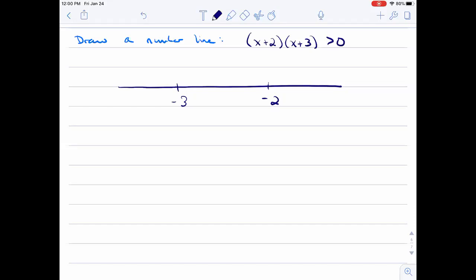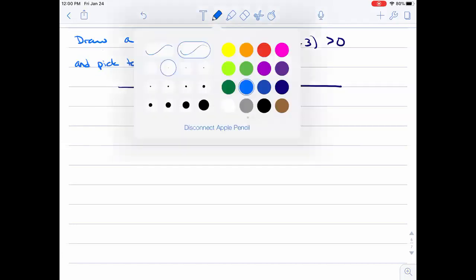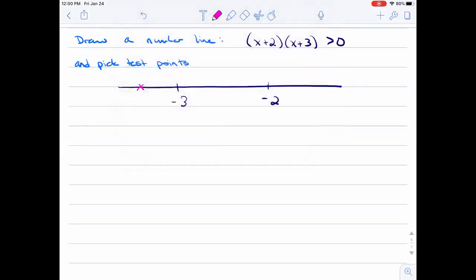And so draw a number line and pick test points. Let's pick test points anywhere. Beyond -3, I don't know, let's use something like -5. Between -3 and -2 sounds reasonable, so -2.5.